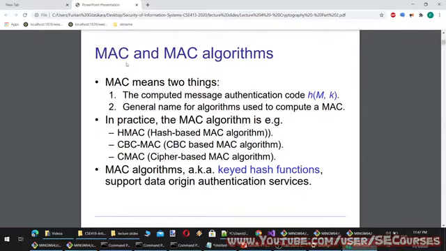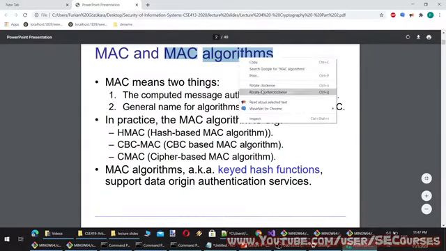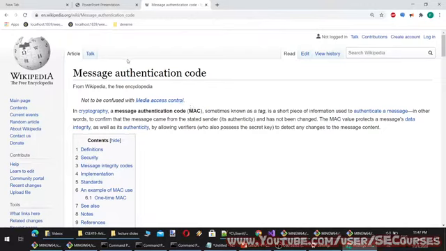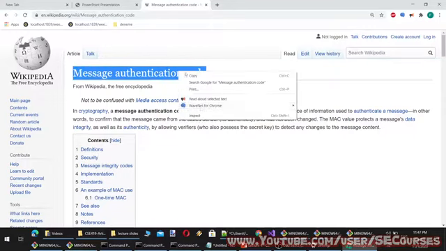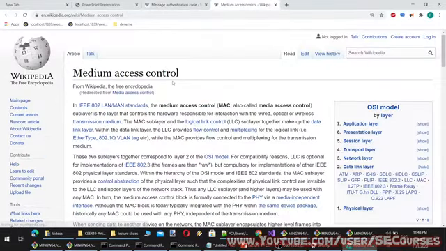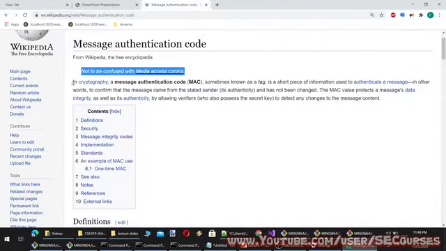And when we search for MAC algorithms, you see it is displayed on Google. So what is it? Let's get some idea from Wikipedia. As you can see, they have added a note not to be confused with media access control, which is the MAC address that we know commonly.